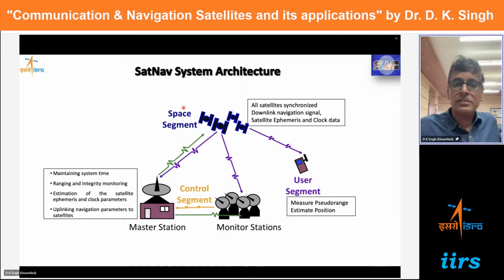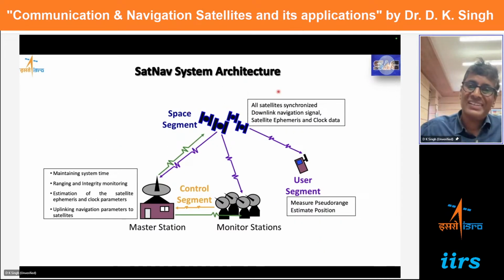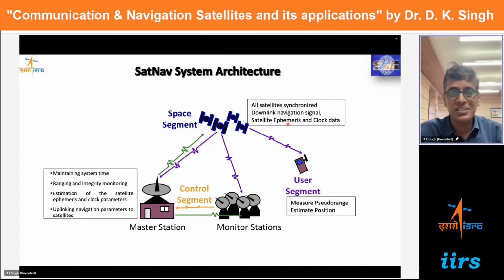Now in the navigation system architecture, there are 4 segments. Like in the communication, there were 3 segments, here we have 4 segments. One is the space segment, of course, the set of satellites. Then we have the master station, which controls the whole network, and the monitoring station, which monitors.